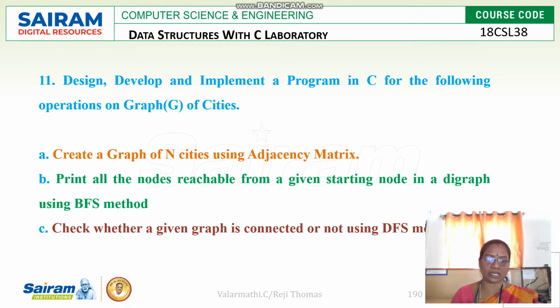Graph is a non-linear data structure. So we are going to create a graph of n cities using an adjacency matrix. The graph is going to be written with the help of the adjacency matrix. How the cities are connected, in that way the graph is also going to be connected and created. Then print all the nodes reachable from the given starting node in a diagram using the BFS method.